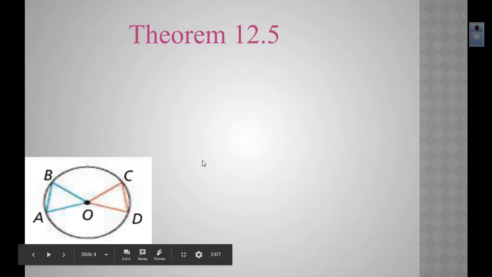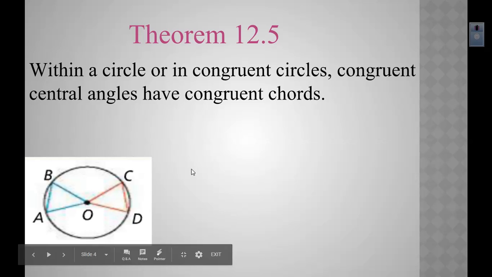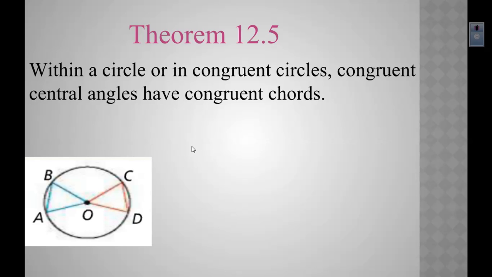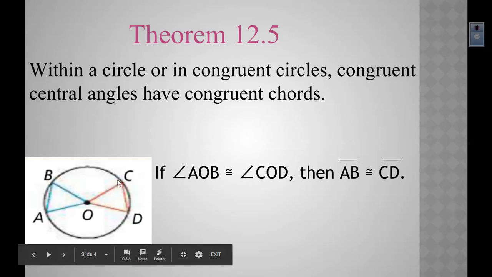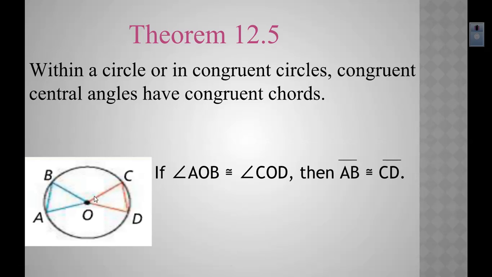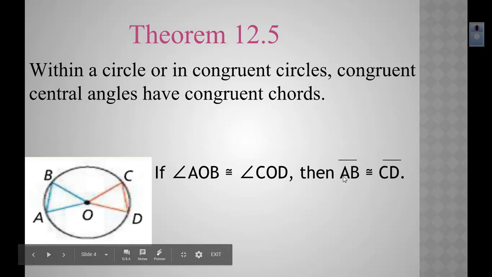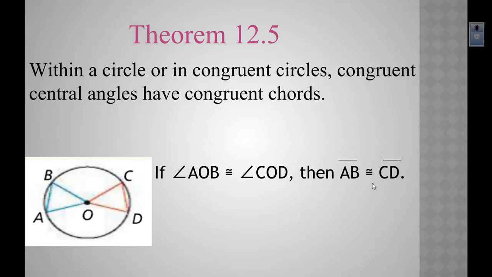The next theorem, Theorem 12.5. This one talks about congruent central angles have congruent chords. This is a new one here. So if the central angles are the same, then the chords that are made from the endpoints of the arc are going to have the same length. So if angle AOB is congruent to angle COD, then chord AB is congruent to chord CD.